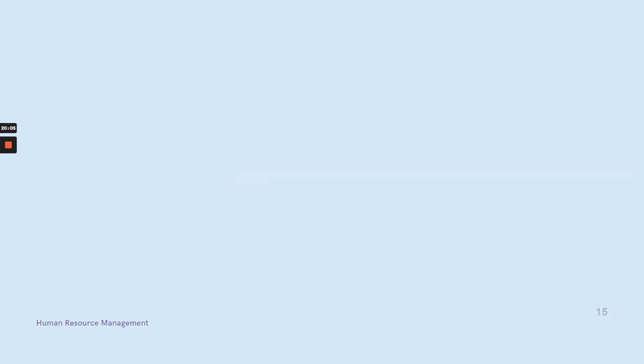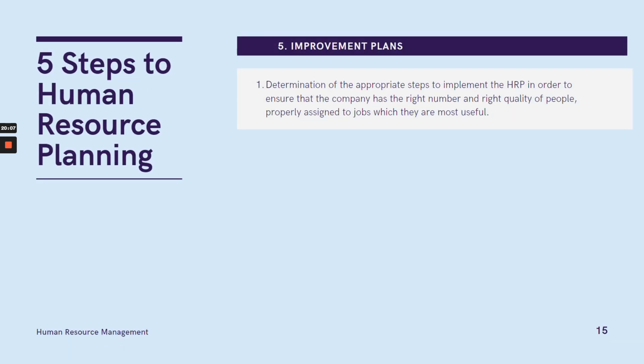The fifth step is the improvement plans. So, sa improvement plan, it is where determination of the appropriate steps to implement the HRP, or human resource planning, in order to ensure that the company has the right number and right quality of people properly assigned to jobs which they are most useful.